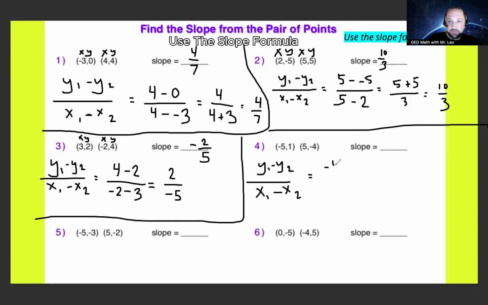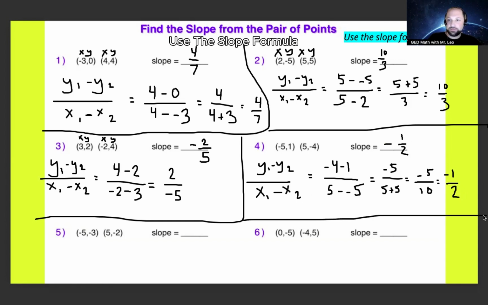This will be negative 4 minus 1 over 5 minus negative 5. On the top, that will be negative 5. Down below, this becomes 5 plus 5. I'm going to simplify that further. That's negative 5 over 10. That simplifies to negative 1 over 2. Altogether, that's a slope of negative 1/2.